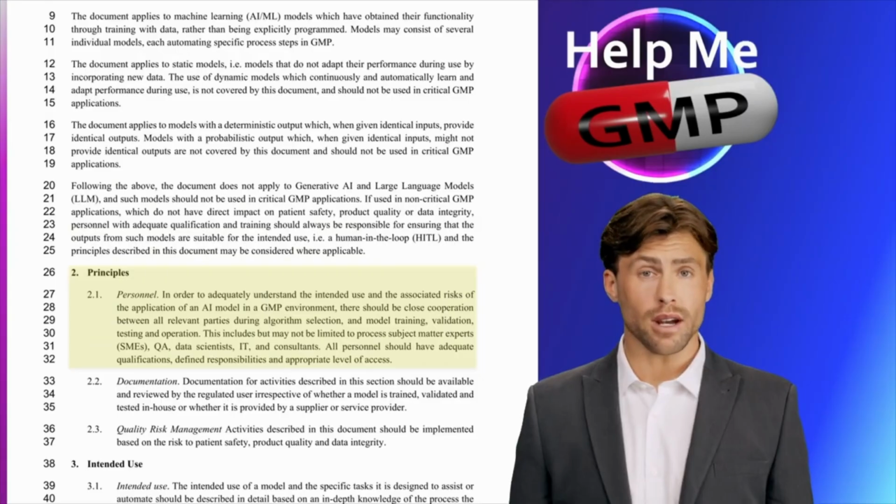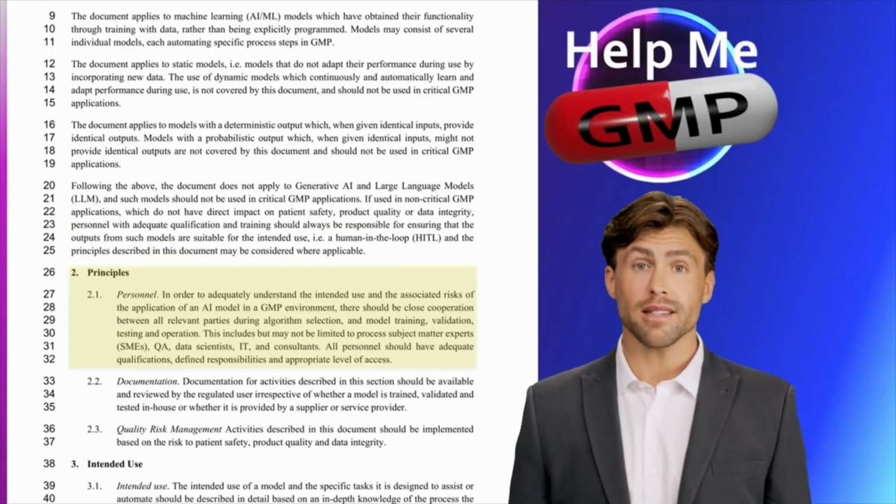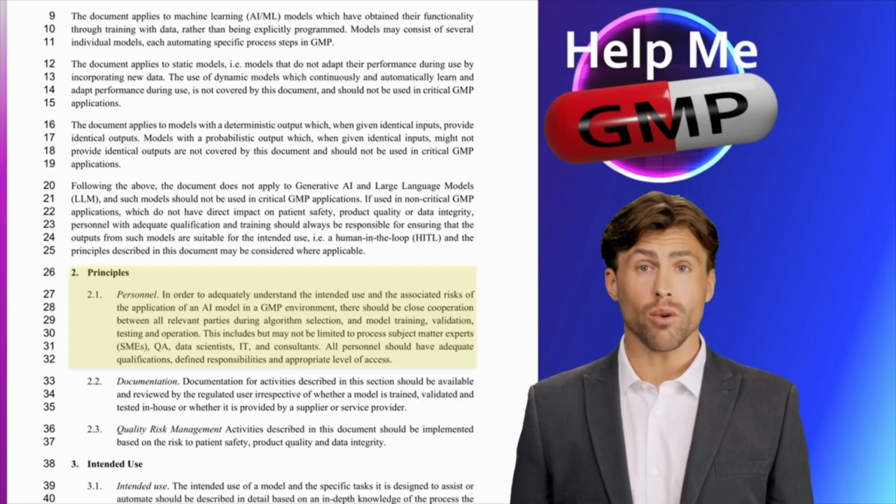Principles. Personnel. In order to adequately understand the intended use and the associated risks of the application of an AI model in a GMP environment, there should be close cooperation between all relevant parties during algorithm selection and model training, validation, testing, and operation. This includes but may not be limited to process subject matter experts, QA, data scientists, IT, and consultants. All personnel should have adequate qualifications, defined responsibilities, and appropriate level of access.